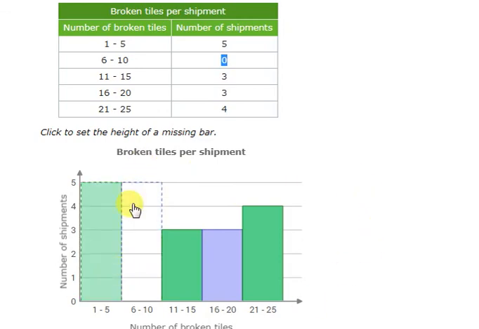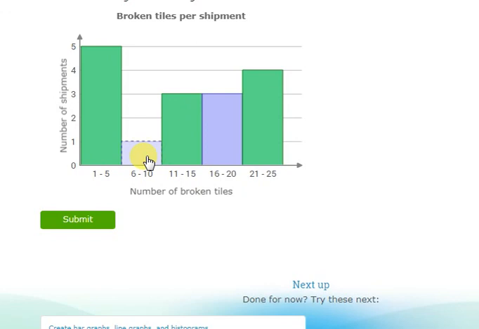If any frequency is 0, you will not make any bar on this category, but you have to keep its space. You cannot go from 1 to 5 straight to 11 to 15 if there are no shipments between 6 to 10, but you have to leave its space empty, right? It is very necessary in the histogram.